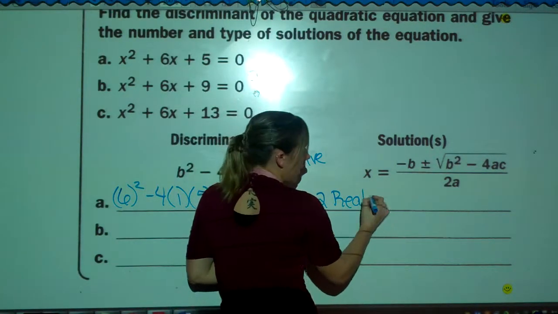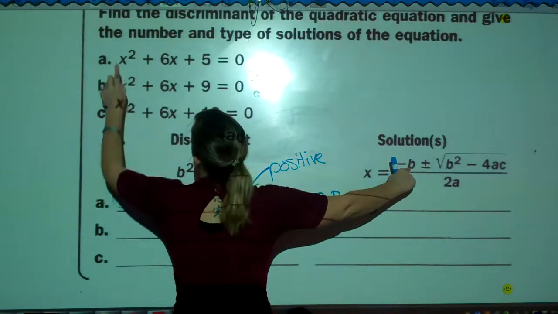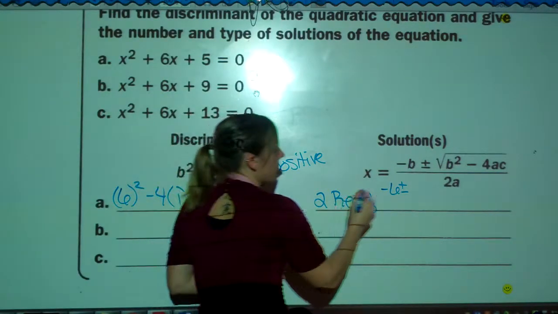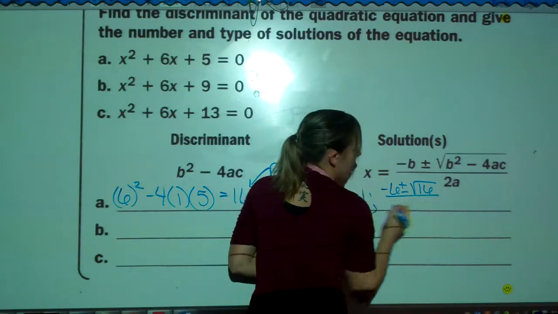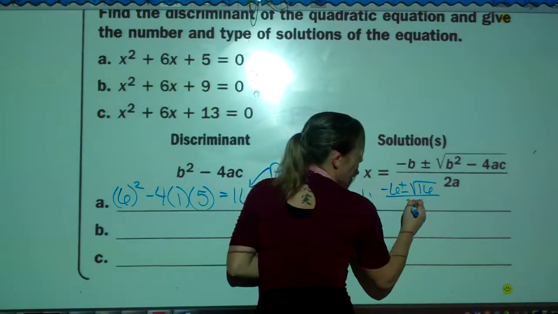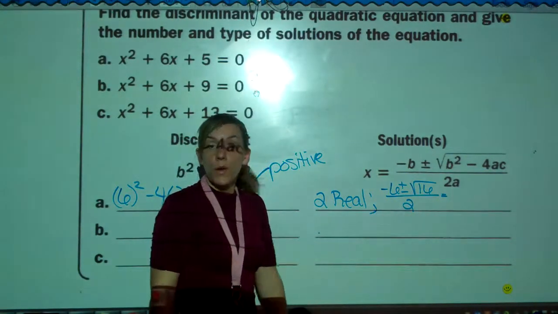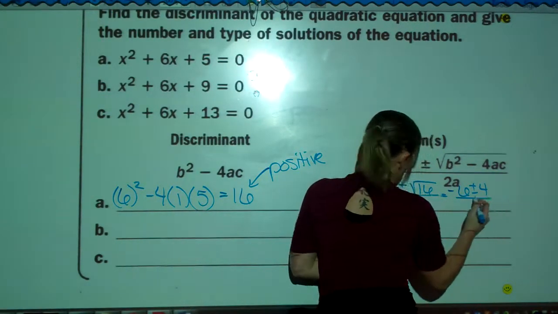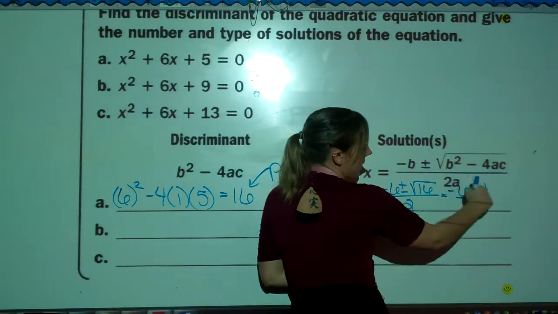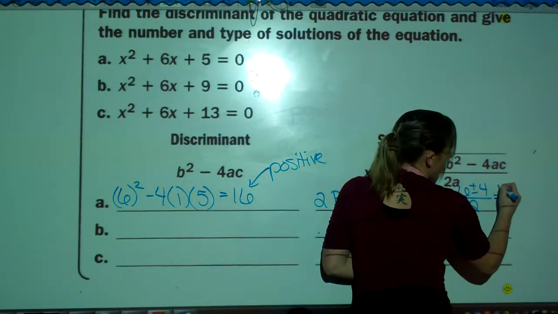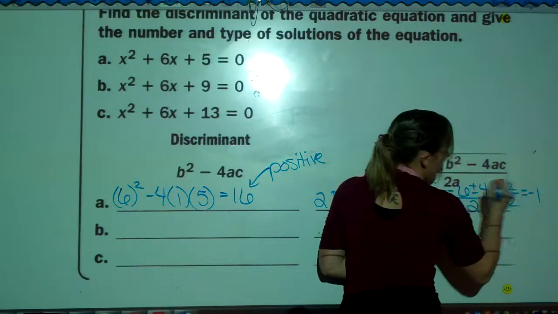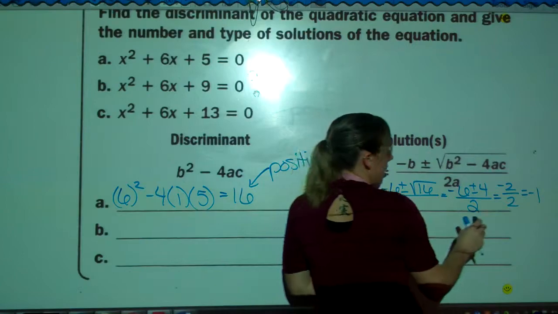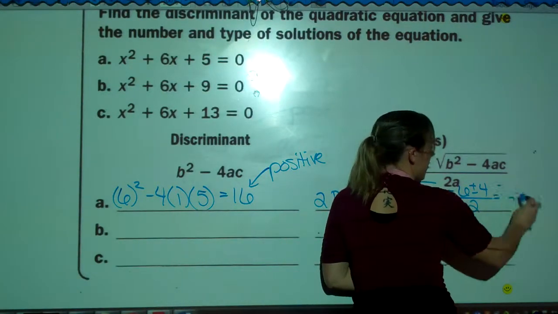And the way we would work that out the rest of the way, we would say, okay, the opposite of B, so that's negative 6, plus or minus the square root of 16, because we've already worked that out, all over 2 times 1, so that's 2. Well, the square root of 16 is just 4, so negative 6 plus or minus 4 over 2. So that's negative 6 plus 4, that's negative 2 over 2, which is negative 1. And then the other answer would be negative 6 minus 4. So that would be negative 10 divided by 2, so that's negative 5.